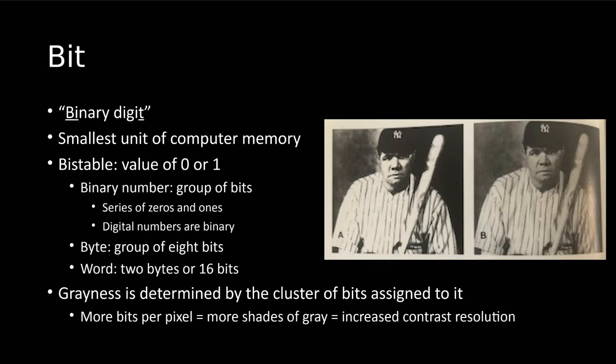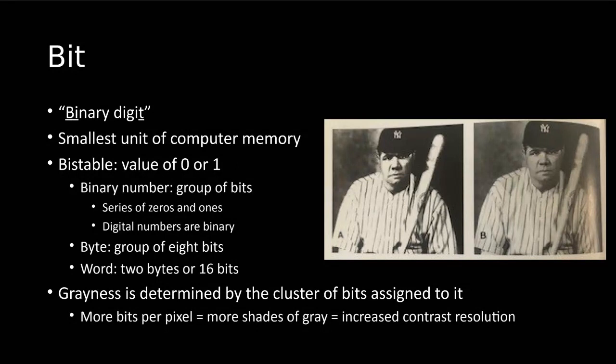Next, we have a bit. So we said this was the other way that we convert zeros and ones in the digitization process into an actual picture. A bit is a binary digit. This is the smallest unit of computer memory. So pixel, smallest unit of picture information. Bit, smallest unit of computer memory.